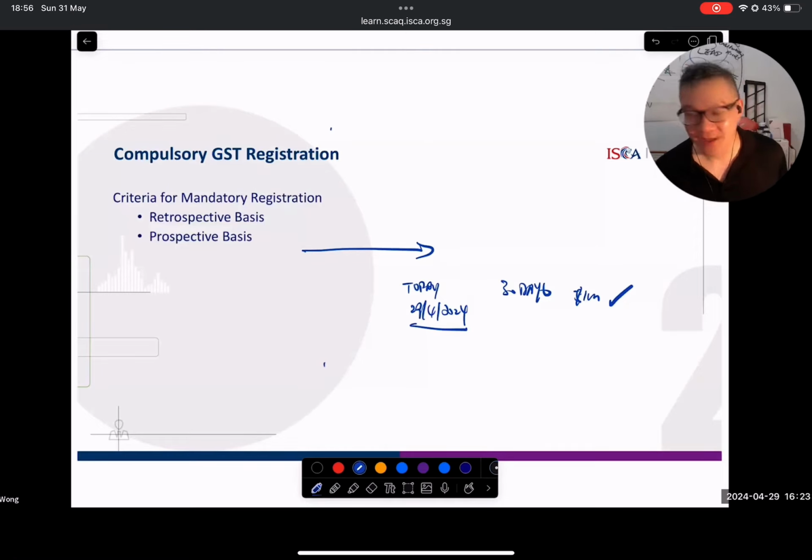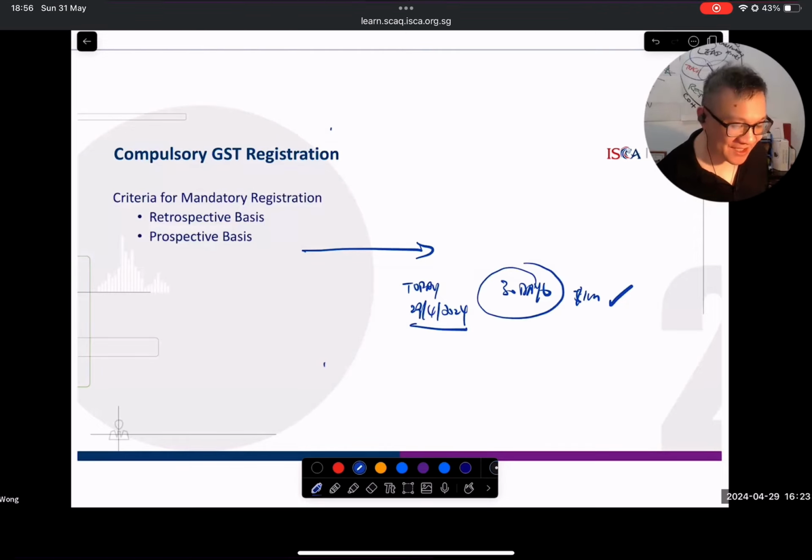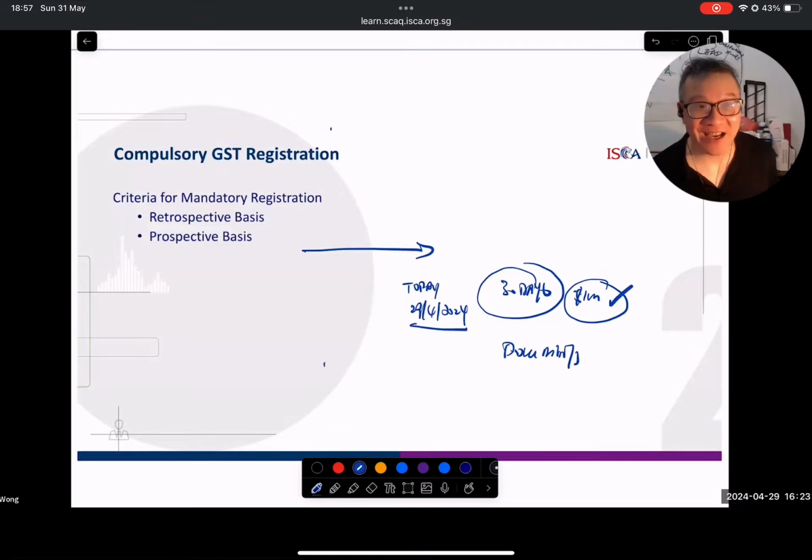But of course, when we say the 1 million threshold will be exceeded within the next 30 days, IRAS has a particular flavor, if you like. They say that while they do not take your verbal representation, they want to see documentation. They want to see whether you have signed any contracts. They want to see whether there is a purchase order in black and white, because they do not take your verbal representation that you have to register for GST.